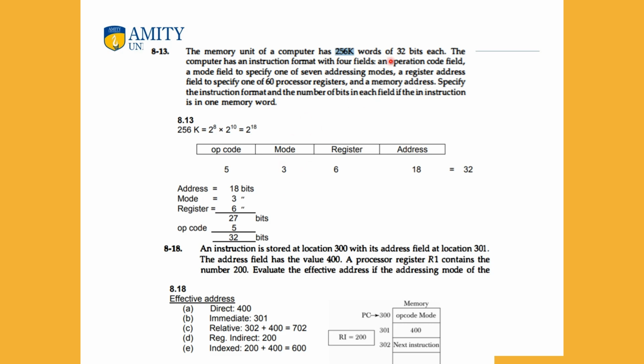Okay, so finally we have 32 bits each. To find out the opcode size, we will have to do 32 minus the 3 bits for the different modes that we found. We'll get opcode as 5.